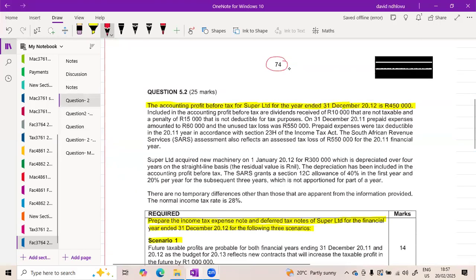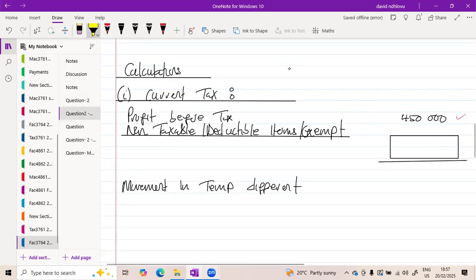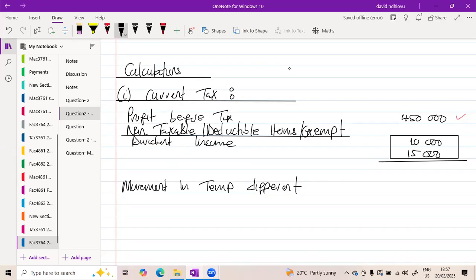Right, so if we go through the question, we were given two items here. They said included in the accounting profit before tax are dividends received of 10,000 that are not taxable, and a penalty of 15,000 that is not deductible for tax purposes. So we've been given two items that we have listed: the dividend income, which amounts to 10,000, and 15,000 in penalties, which we're clearly told are not taxable.